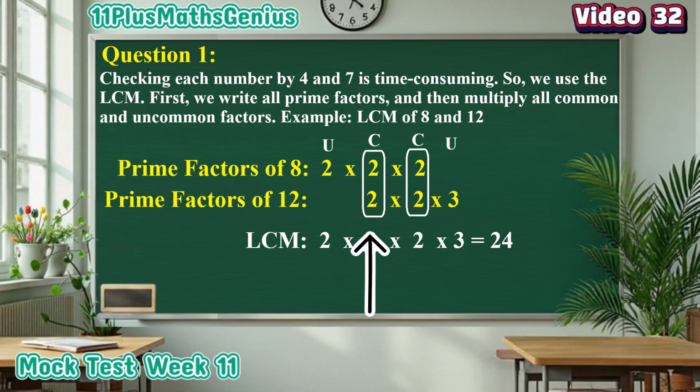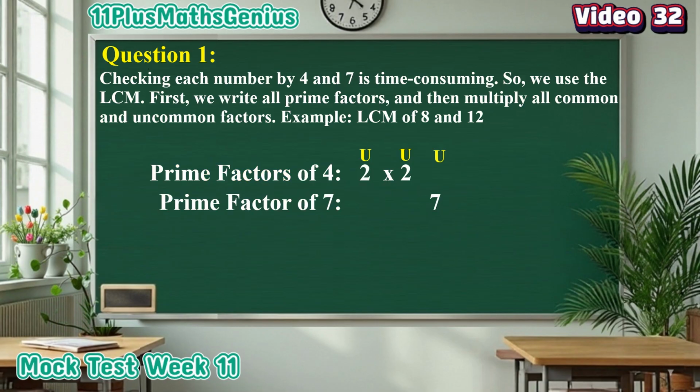In the second column we have 2 common 2s, so we put one down. And in the next column we also have a pair of common 2s, so we put a 2 down. And then we put a 3 down because it's uncommon. So we multiply 2 by 2 by 2 by 3, which gives us 24. And that's the lowest common multiple of 8 and 12.